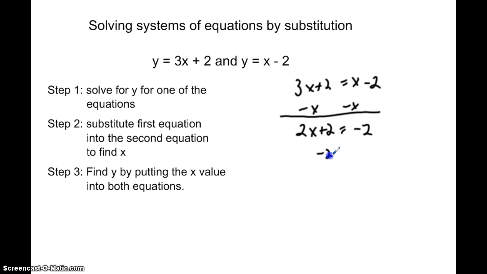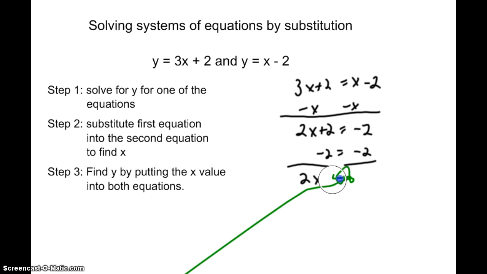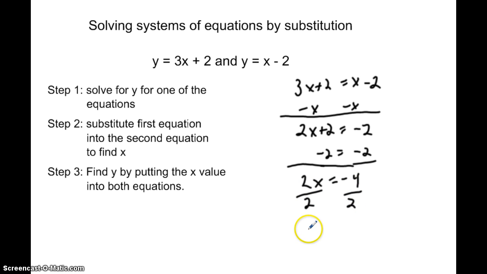We'll subtract 2 from both sides. Now we have 2x is equal to negative 4. It's getting a little harried here. Okay, 2x is going to be equal to negative 4, and then we'll divide by 2. And now x is going to be equal to negative 2.